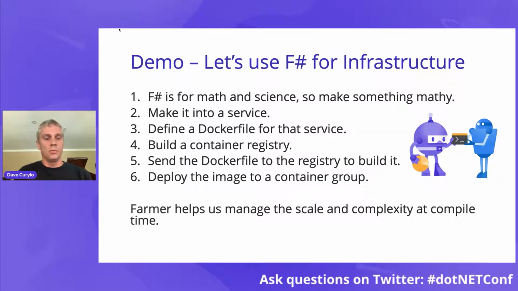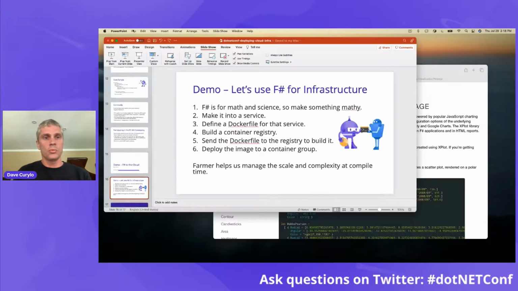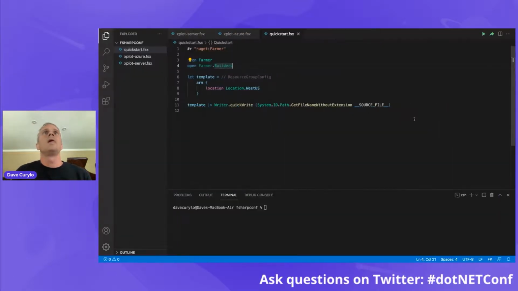And so let me switch over. All right. Let me take a quick look at it like a farmer. So if I take a Farmer script here, this is just a regular FSX file, nothing special. Thanks to the folks on the F-sharp team that built the scripting implementation, you can just create an ARM template with #r nuget farmer, open Farmer and Farmer.Builders, and then you start to define your template.